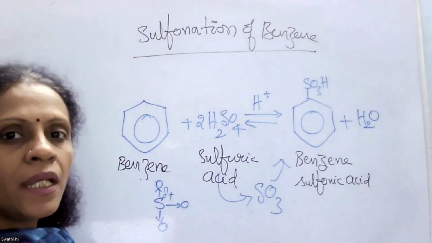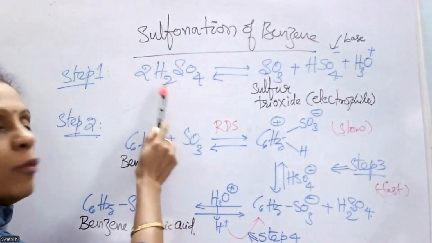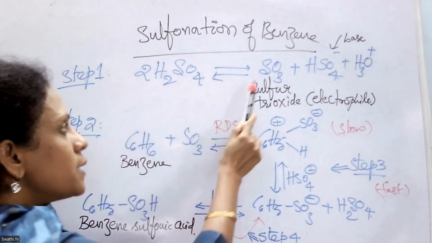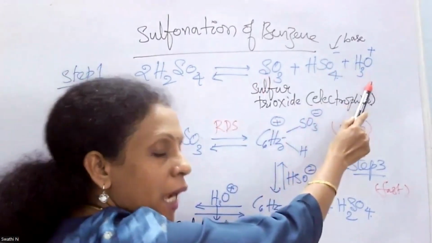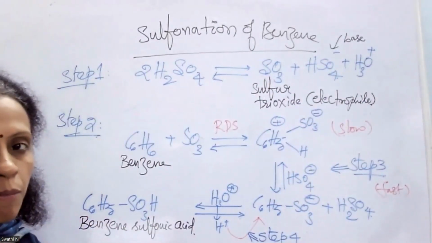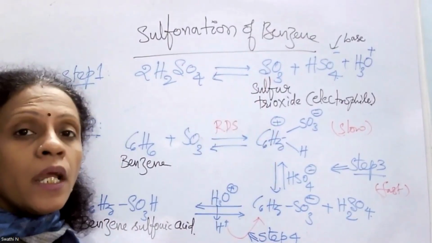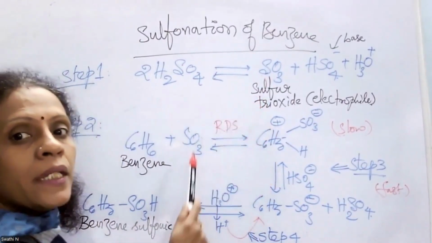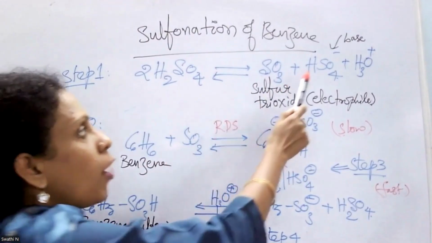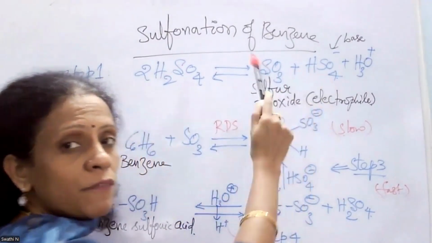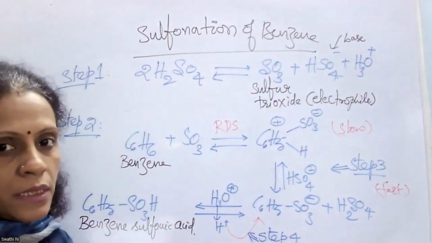Now let us consider the details of the mechanism. Upon reaction between 2 moles of sulfuric acid, they result in the formation of sulfur trioxide, bisulfate ions and hydronium ions as the products. The formed sulfur trioxide, due to its electron deficient sulfur, acts as an electrophile and attacks the benzene ring system in the second step. The formed bisulfate ions, because of their nucleophilicity, will act as a base in the third step.